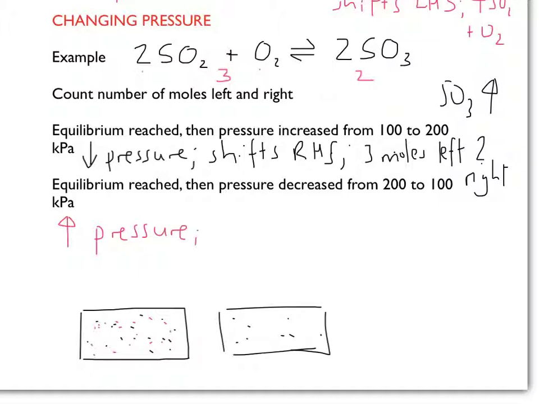Now it will do this by going to the side with the greatest number of moles, because if we have more moles, we'll have the greater pressure again. So it will go to this side to increase the pressure. Shift to the left hand side, where we have a greater number of moles. So the SO2 and O2 yield go up.